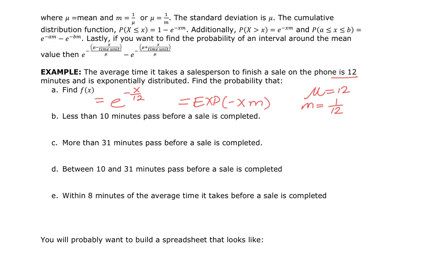So I want to know less than 10 minutes pass before a sale is completed. So what I'm asking for is P of X is less than 10. So this is going to be 1 minus E raised to the negative 10 divided by 12. And in this case, I have the 0.56.